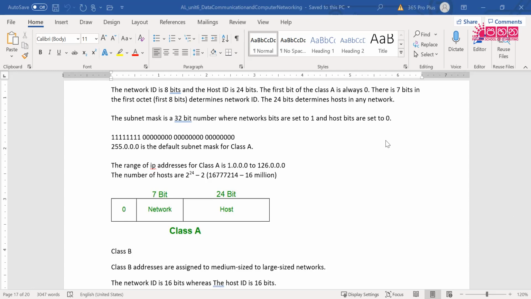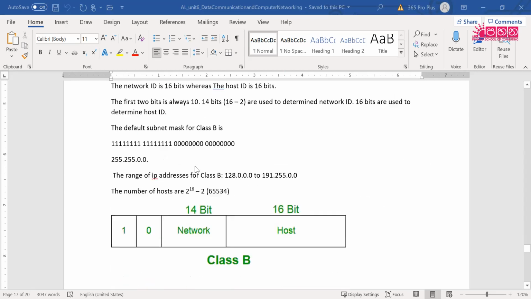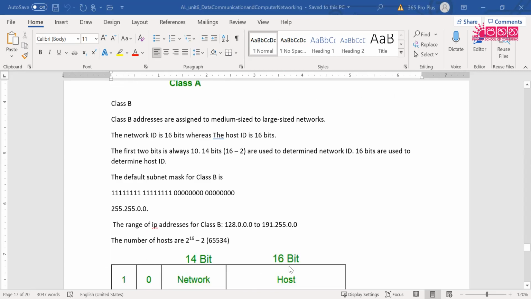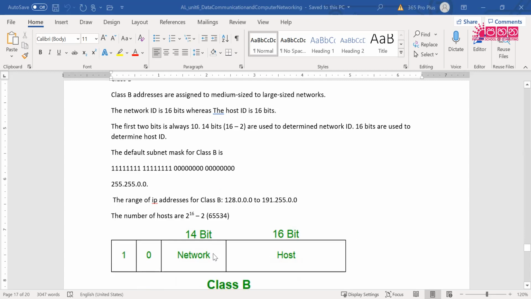Now the next one is class B. One thing you need to remember about class B is that you will have 16 bits in the network portion and host bits again 16. But the first two bits should be 1 and 0. That's why the remaining 14 bits we have to use for the network. And like earlier, the number of hosts is 2 to the power 16 minus 2. So this will be 65,534 hosts you can have.